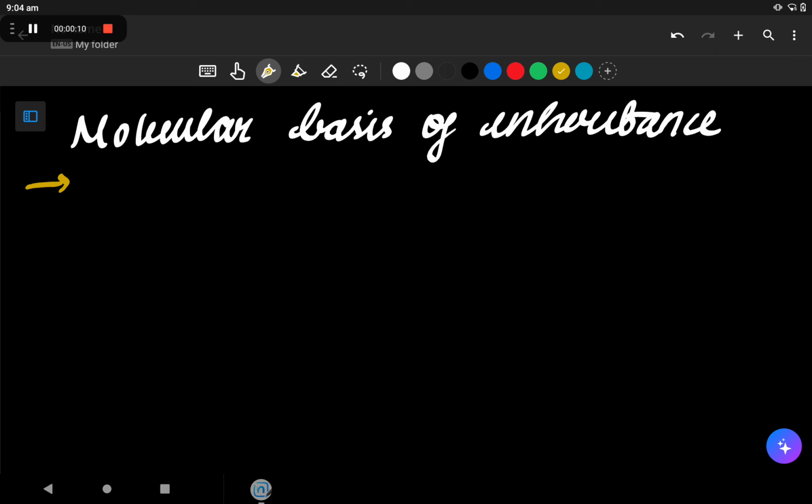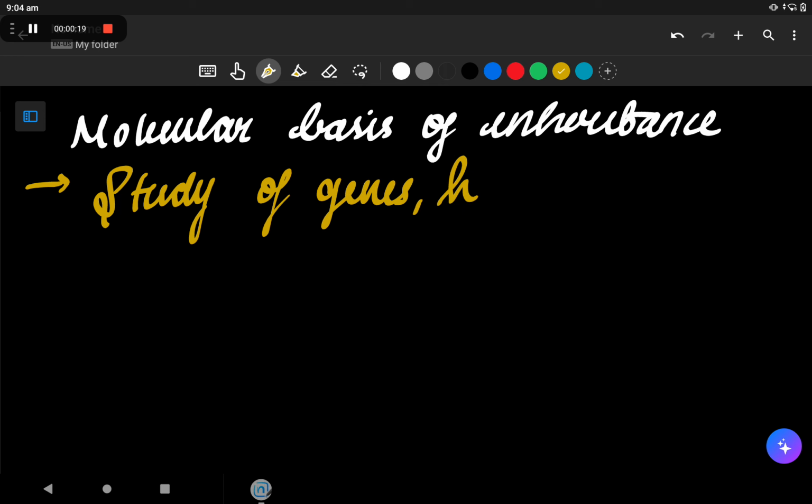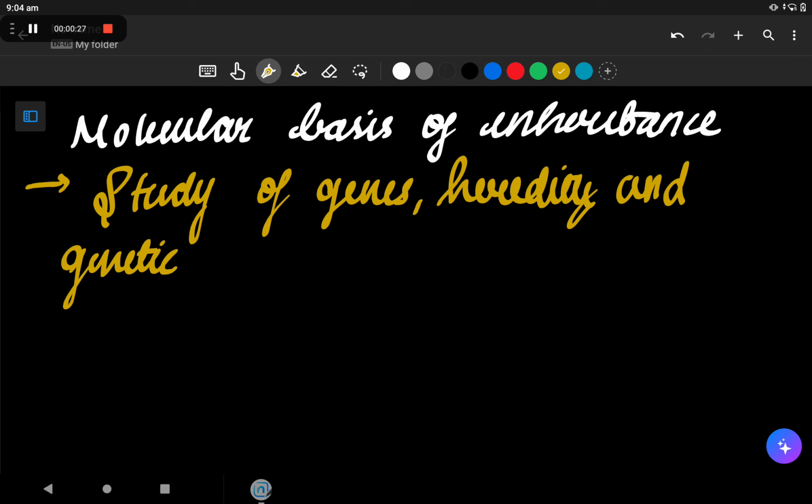Molecular basis of inheritance is the study of gene heredity and genetic variation, which will explain how our offspring will look similar to the maternal or paternal features. That is what is called molecular basis of inheritance. It is a study of genes, heredity and genetic variation in order to look into the similarity between the maternal or paternal features and the child's similarity of genetic variation.